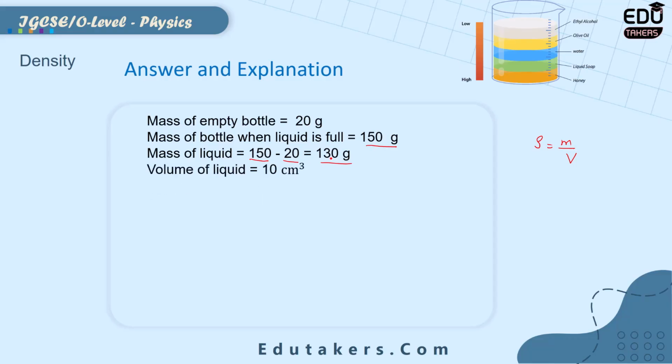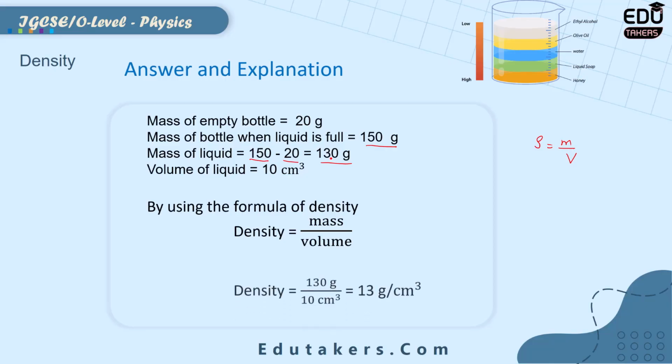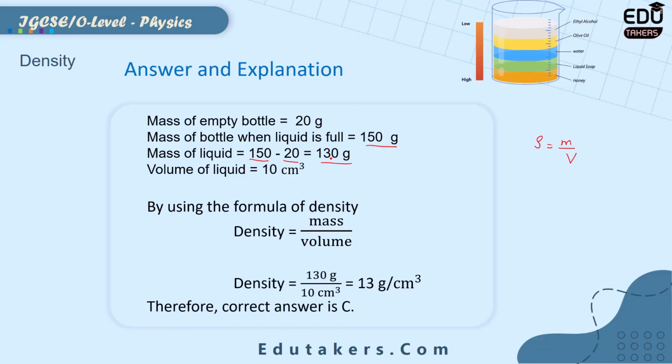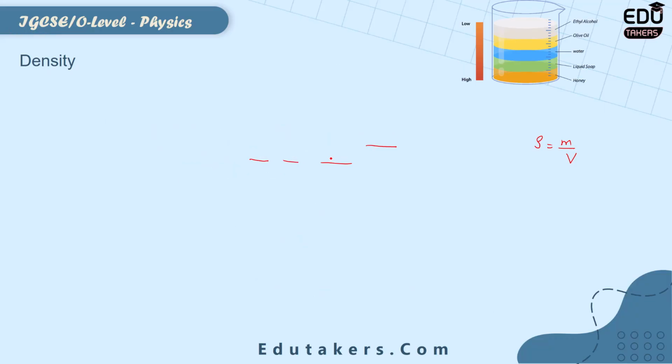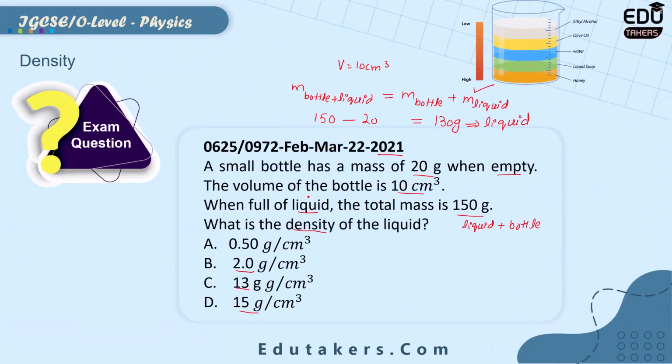The volume of liquid is given, which is 10 cubic centimeter. Then you need to use the formula of the density, which is density is equal to mass per unit volume. Put here values. The mass is 130 gram and the volume is 10 cubic centimeter. You get the density which comes to be 13 gram per cubic centimeter. It means that answer C is correct. Let's see the answers again. Here 13 gram per cubic centimeter is given in option C. So C is the correct answer here.